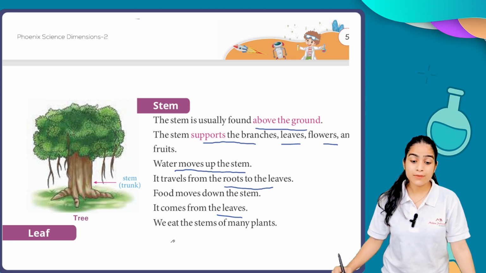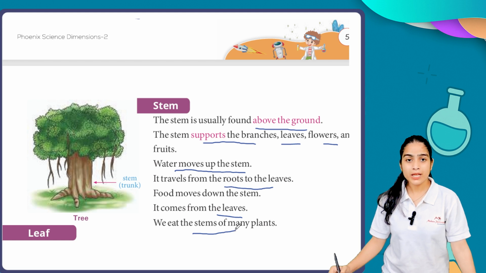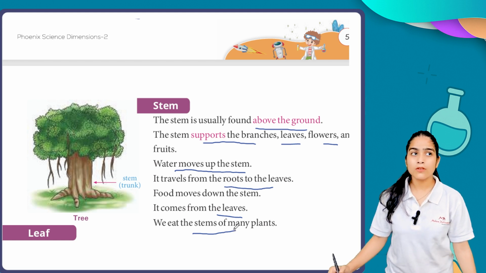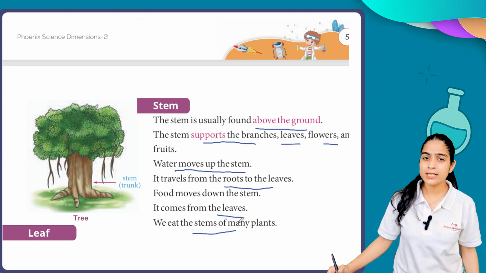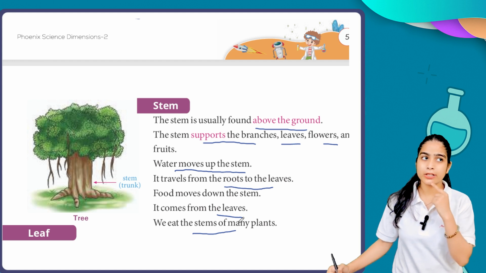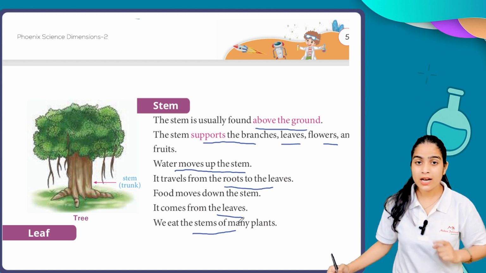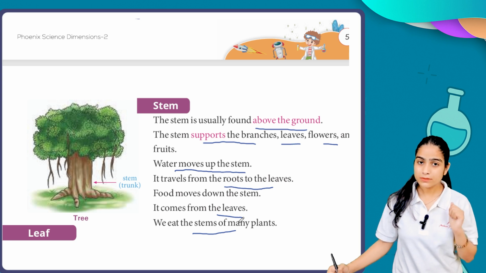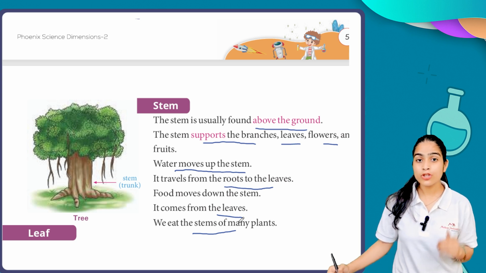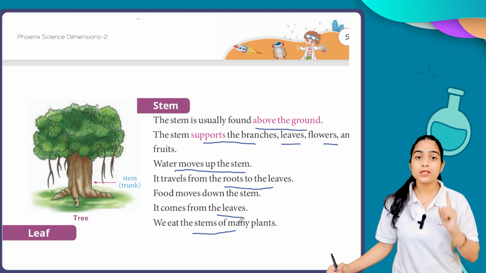We eat stems of many plants. For example, you always see a stem that we eat in sambar. I don't remember what it is called, but you can ask your mother and get the information about which stem we use while making sambar. So this is your homework.